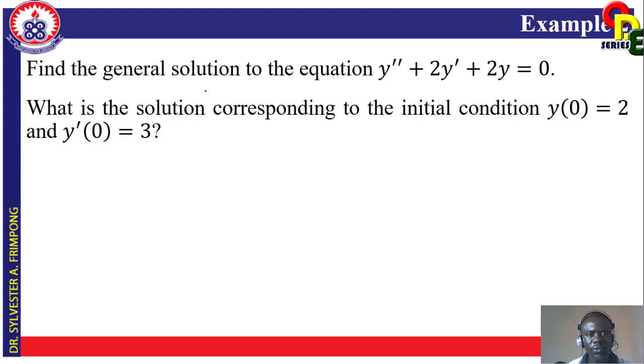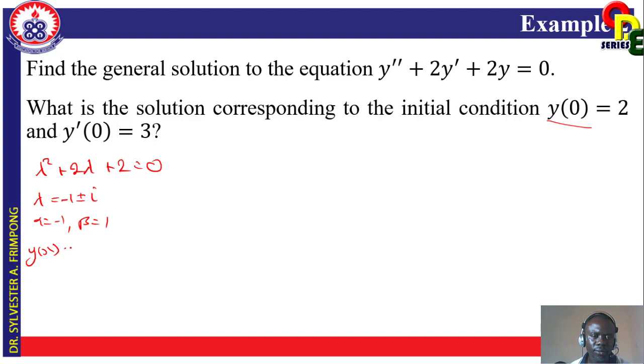Let's look at the second example. We have to find the general solution to this, and we also have to determine the solution when the initial quantity y of 0 is 2 and y prime of 0 is 3. As usual, the characteristic equation is lambda squared plus 2 lambda plus 2 equals 0. When you solve, you're going to get negative 1 plus or minus i. So alpha is negative 1, beta is 1. So the general solution is e raised to the power negative x times (c1 cos x plus c2 sin x).